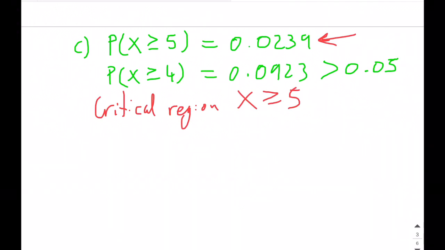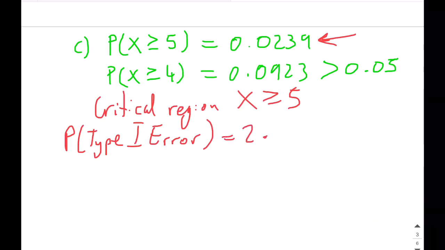That is our critical region. So the probability of a type 1 error, even though we wanted it to be 5%, we can actually be more specific now, is 2.39%. It's 0.0239, because 4 won't be enough to make us reject H0. 5% doesn't actually exist as a value, because the first value that leads us to rejecting H0 there is 0.0239. So that is actually the probability of a type 1 error.